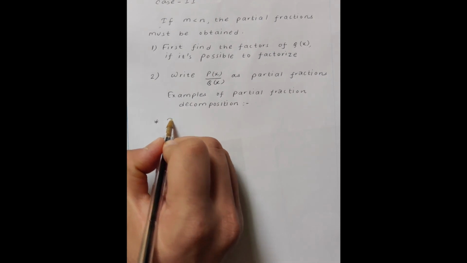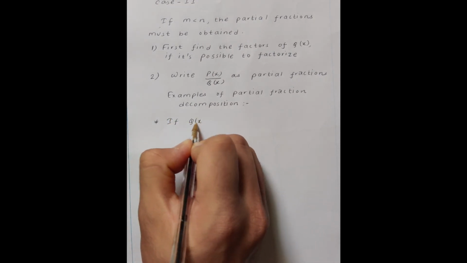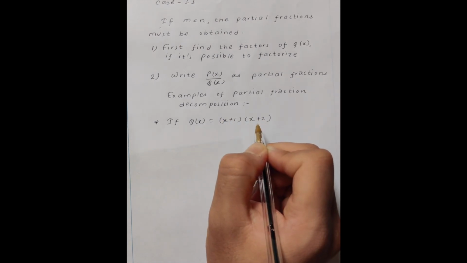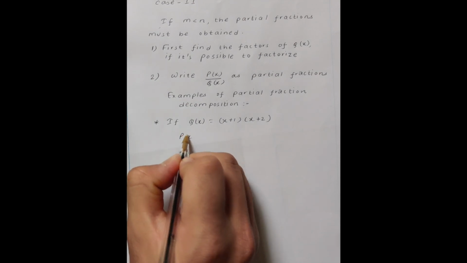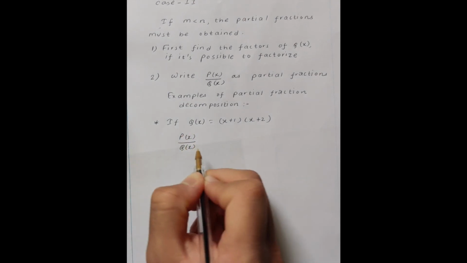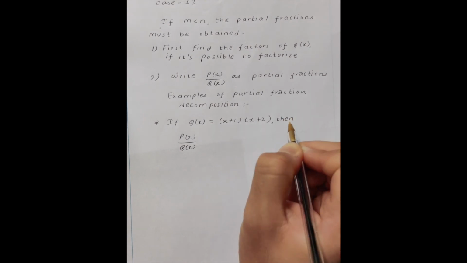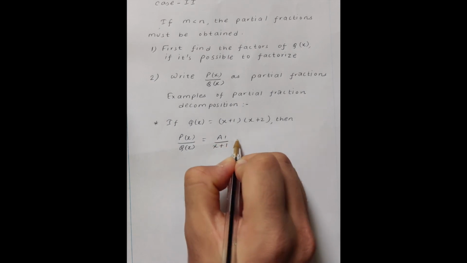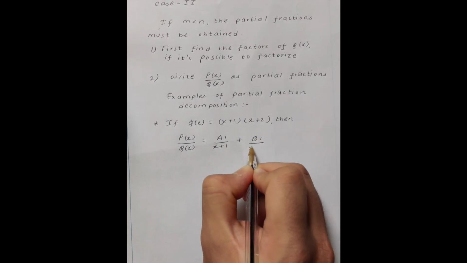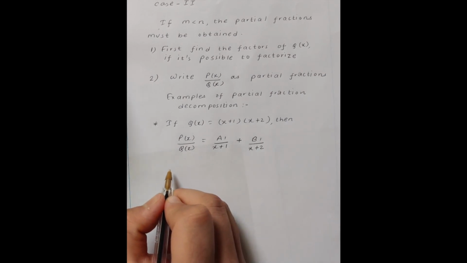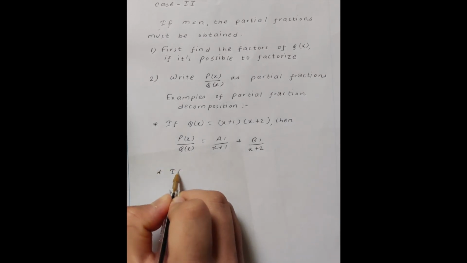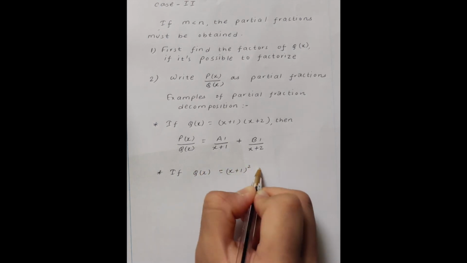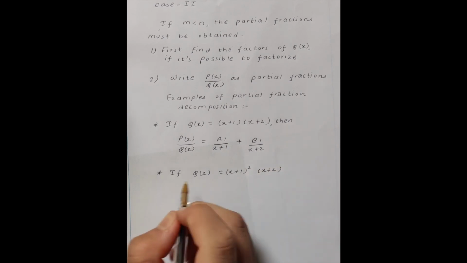For instance, if the polynomial capital Q is given by x plus 1 multiplied by x plus 2. Note that both factors are linear. Then, in this case, the partial fraction related with x plus 1 is a constant over x plus 1, and the partial fraction related with x plus 2 is another constant over x plus 2.